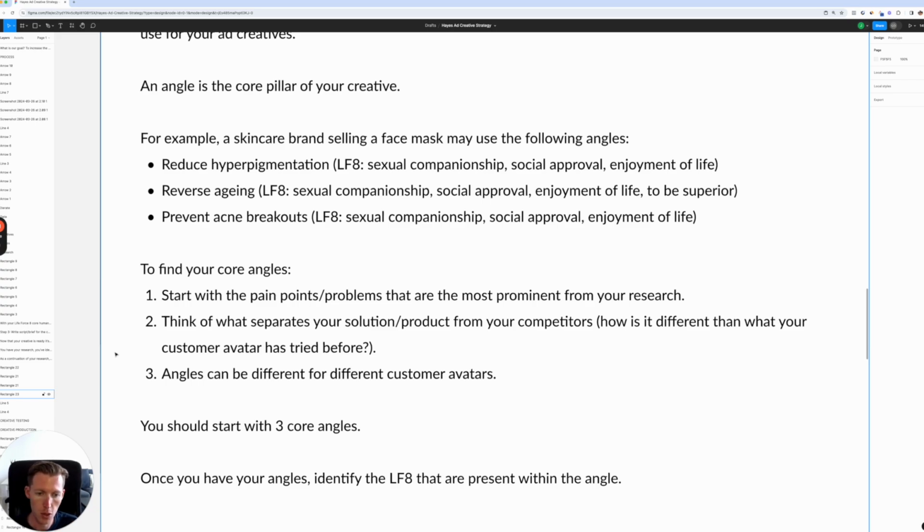So in order to find your core angles, first of all, you want to start with the pain points and the problems that are most prominent from your research, right? What are you seeing as common themes that are coming up from your existing customers, from your competitors, from things that you're seeing online, on forums, on TikTok, just from your research, right?